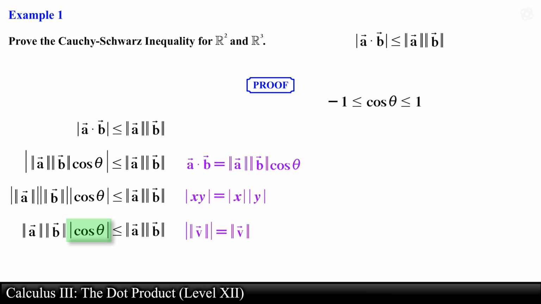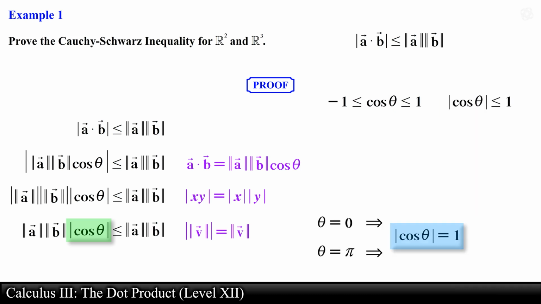Recall that the range of cosine of theta is between -1 and +1. In other words, the absolute value of cosine of theta is less than or equal to 1. When theta equals 0 or pi, the absolute value of cosine of theta equals 1, and the expression reduces to the magnitude of vector A times the magnitude of vector B.